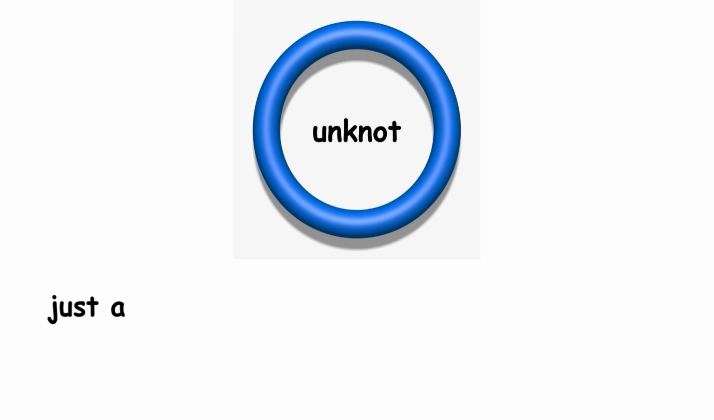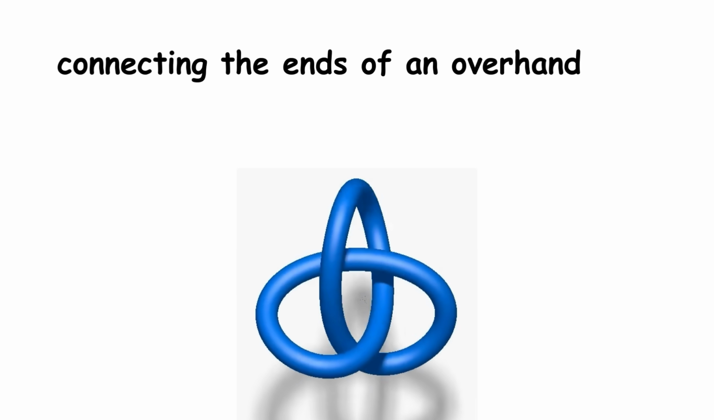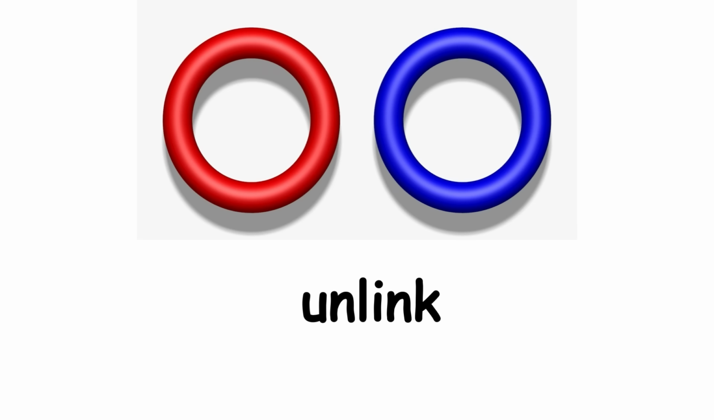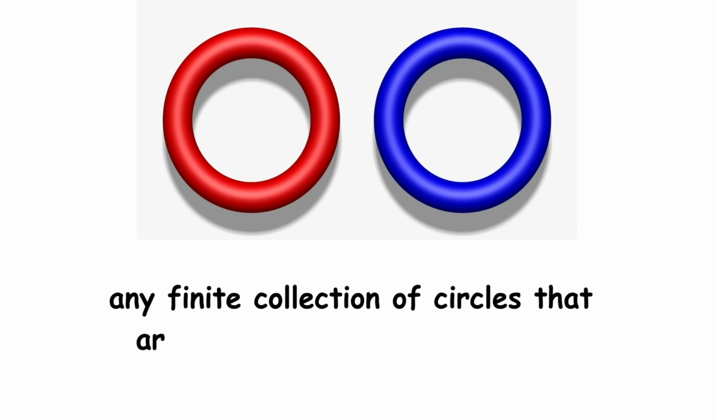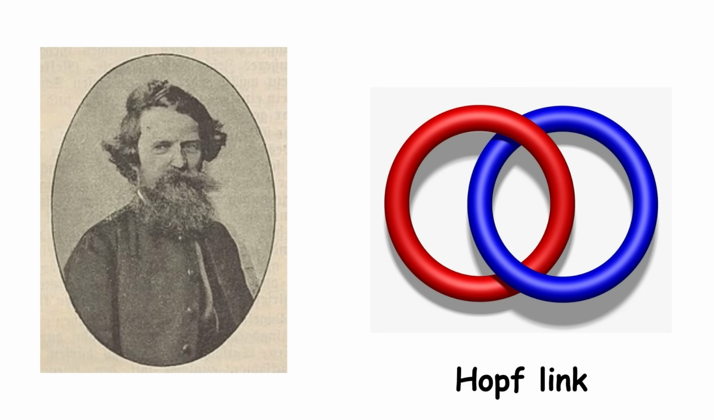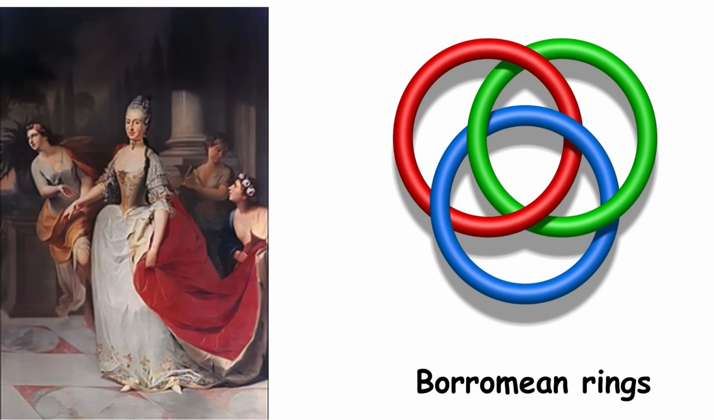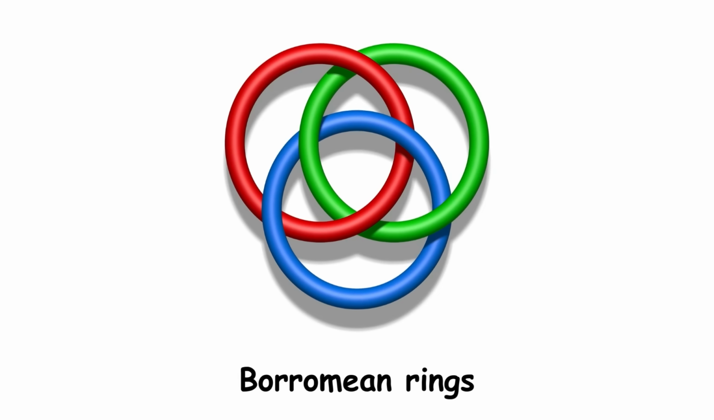The simplest knot is the unknot, which is basically just a loop of rope without anything being tied. The next simplest knot is the trefoil knot, which can be created by connecting the ends of an overhand knot. As for links, an unlink is any finite collection of circles that aren't connected together at all. The Hopf link, named after German mathematician Franz Hopf, consists of two circles linked together, and the Borromean rings, named after the aristocratic Borromeo family, are three linked circles that fall apart if one is destroyed.